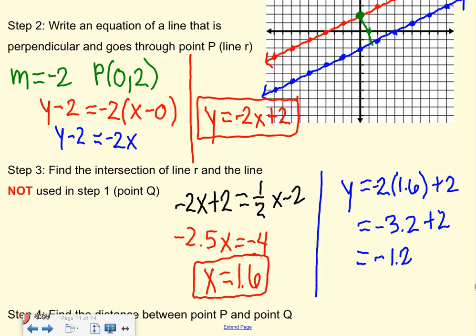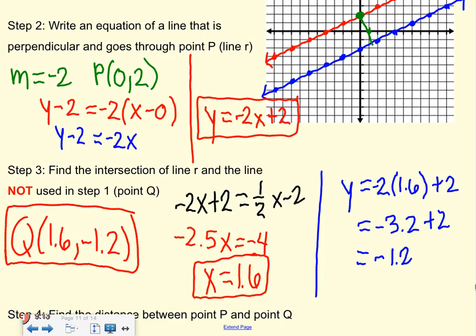You guys get negative 1.2? Yeah. So then our ordered pair for Q would be 1.6 and negative 1.2. So that would be still step 3? That's step 3. You gotta find the ordered pair.